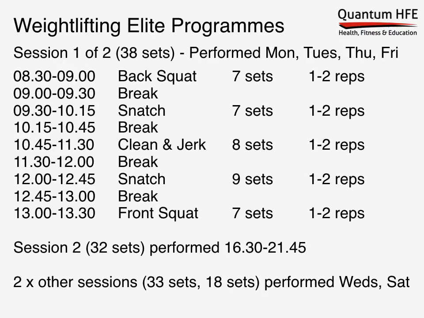Now, not that we would recommend you do this yourself, but just to give you an example of what some weightlifters may perform. This is an example of what we call a Bulgarian methodology. They may be doing 2 sessions per day. Session 1, you look at covering about 38 sets, which we perform on a Monday, Tuesday, Thursday and Friday. Starting off in the morning, doing back squats, break and then snatch, break, clean and jerk, break, snatch again, break, and then front squat. Session 2, again we do 32 sets, performing something very similar.